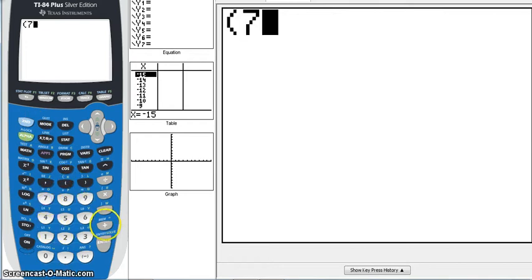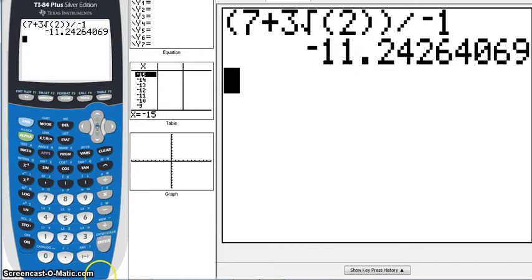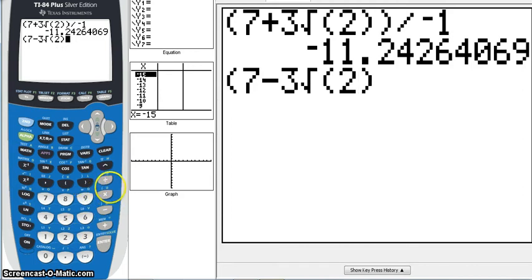Parentheses around the numerator. 7 plus 3 square roots of 2, all divided by negative 1. And I'm going to do it right away, real quickly. I'm going to type in the same thing for the subtraction. 7 minus 3 square root of 2, all divided by negative 1. I forgot a parenthesis sign for my entire numerator. It's not going to give me the right answer. Parentheses divided by negative 1.